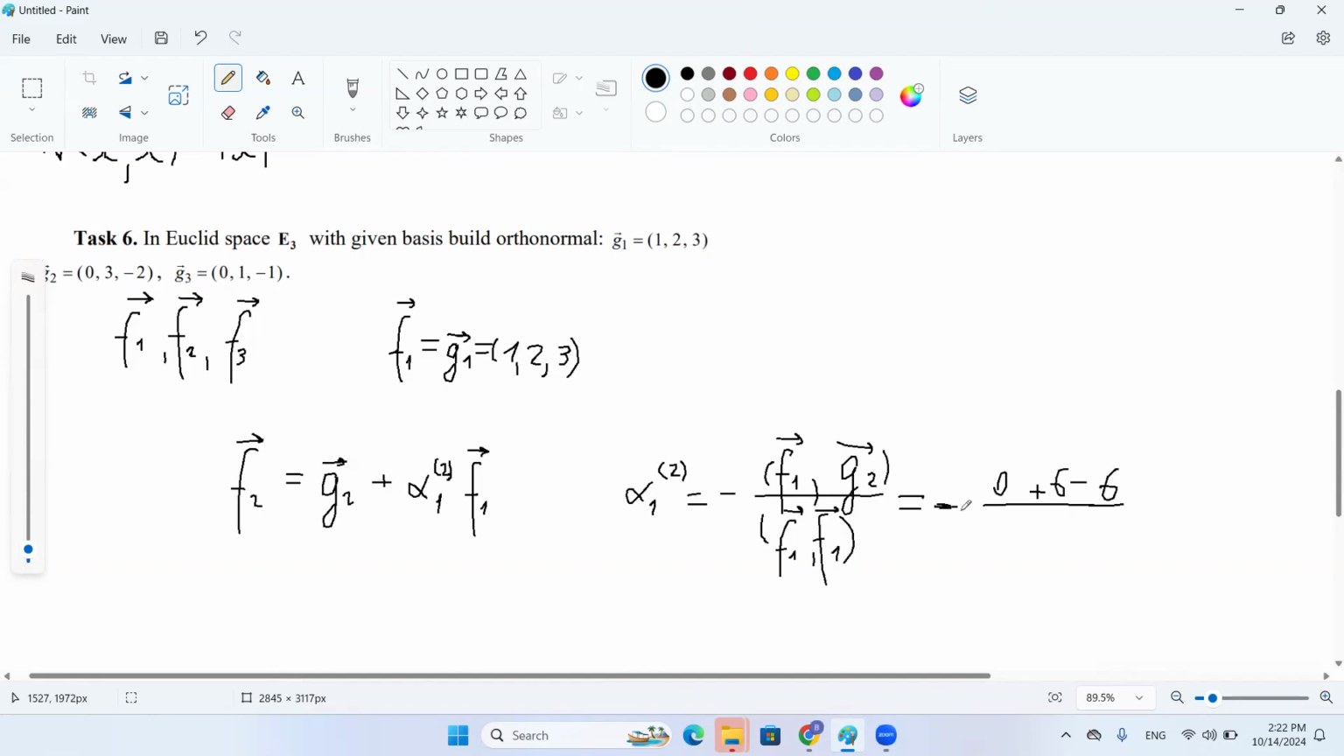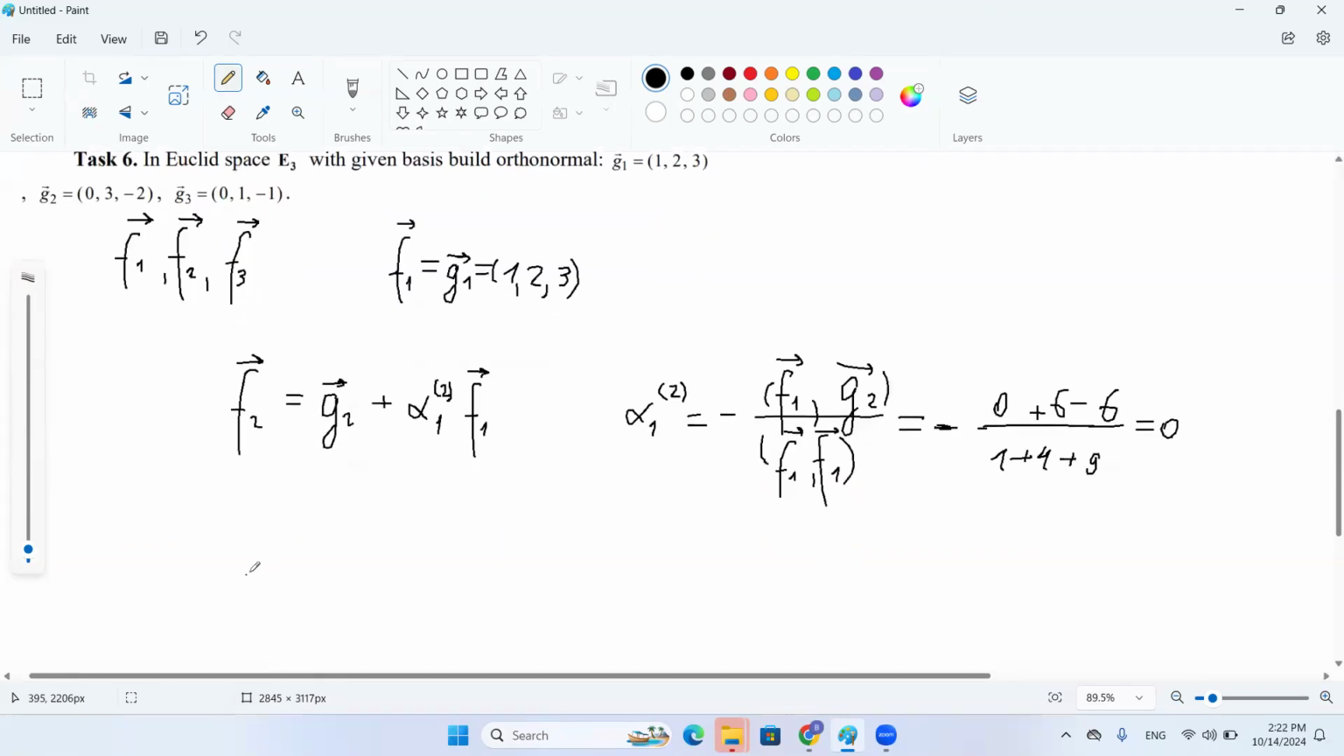So it's like a comfort coincidence for us. So f2 will be equal to g2. So it means that g1 and g2 are already orthogonal. And we already verified it.